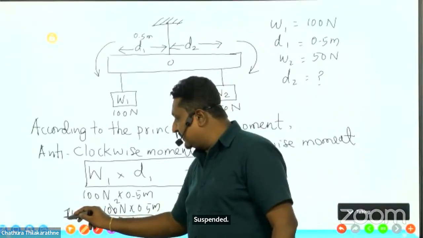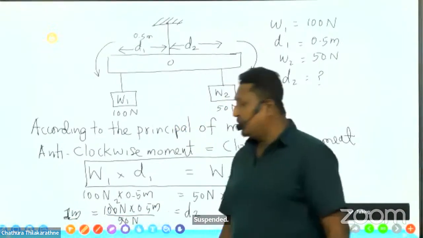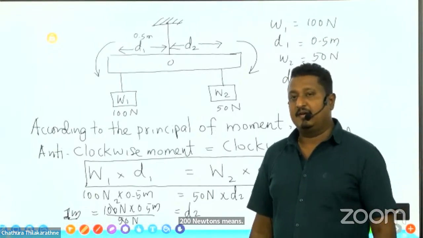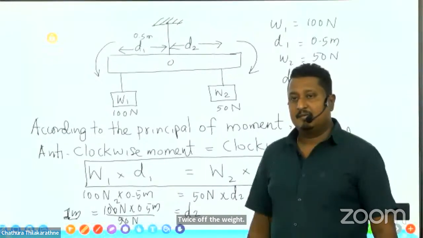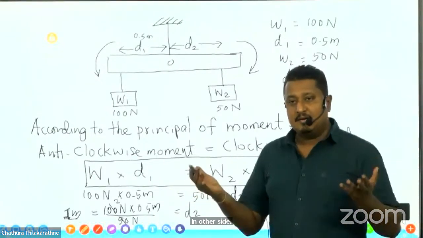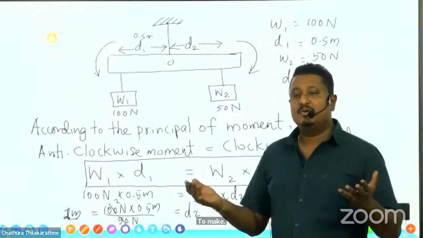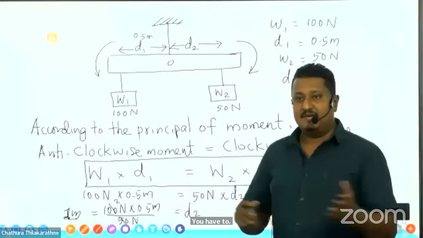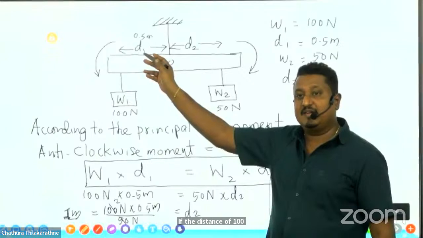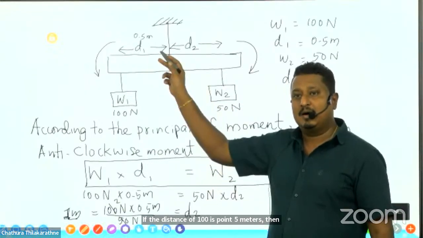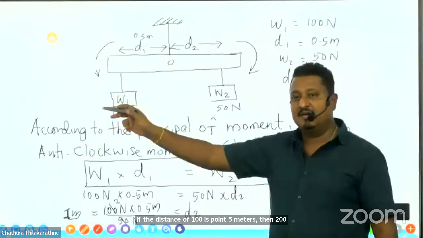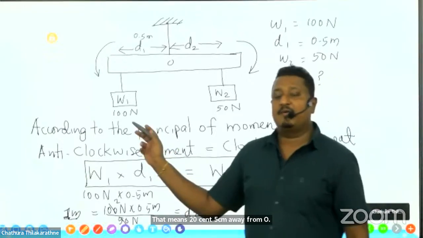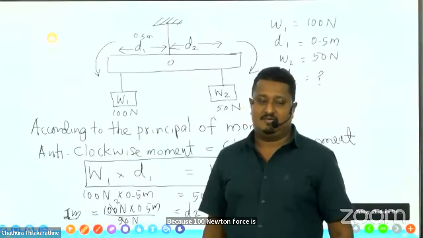200 newtons means twice the weight on the other side. Then to make the rod balance, you have to halve the distance. If the distance of 100 newton is 0.5 meters, then 200 newton should be hung half of this value, 0.25 meters. That means 25 centimeters away from O. Because the 100 newton force is hung 50 centimeters away.